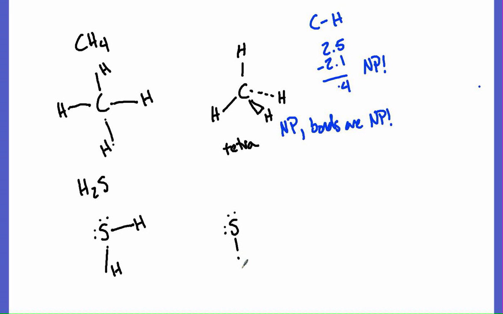right, when it's all said and done. I do need to make sure that this bond angle is slightly bigger than 90, right? But this is a bent shape, and I might write bent next to it just in case. But now I want to know, is this a polar or non-polar molecule? But I do look at the bonds first.